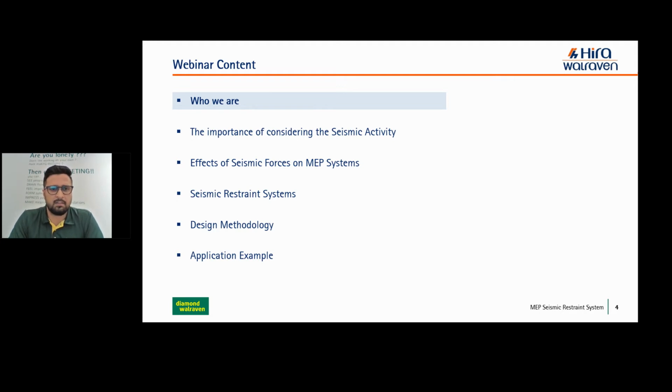Then we have solutions, the seismic restraint system, on how to calculate these forces and provide solutions to control them. We have our product range and different solutions for the seismic restraint system. Then we have the design approach and design methodology, where we will discuss how to create a design to mitigate this risk. Then we have some application examples based on that design methodology. So if someone wants to know how to do this design or what approach should be used to design an MEP system, this will be helpful for all of us.